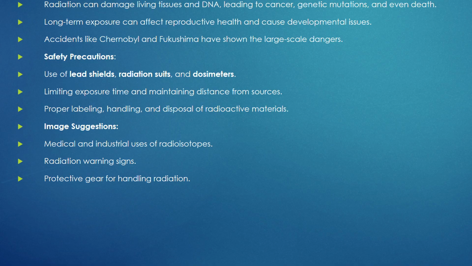So if you are working, or if you know anyone working in a radioactive plant or a nuclear plant, you will see them always wearing lead on their body. They'll have lead gloves, a lead suit, a lead helmet. So what lead does is it absorbs the radiation and doesn't allow the radiation to pass through it. Other precautions are limiting exposure time and maintaining distance from the sources of radiation, and proper labeling, handling and disposal of radioactive materials.